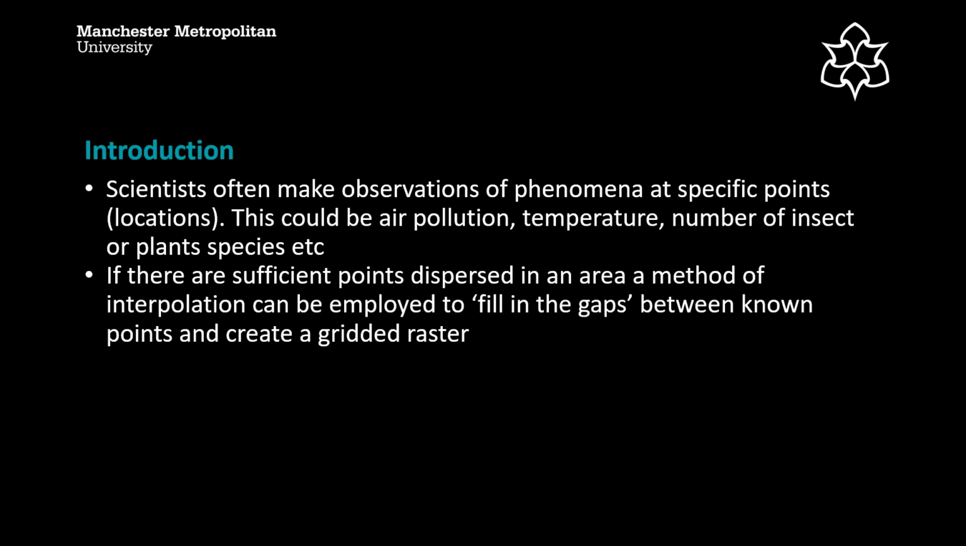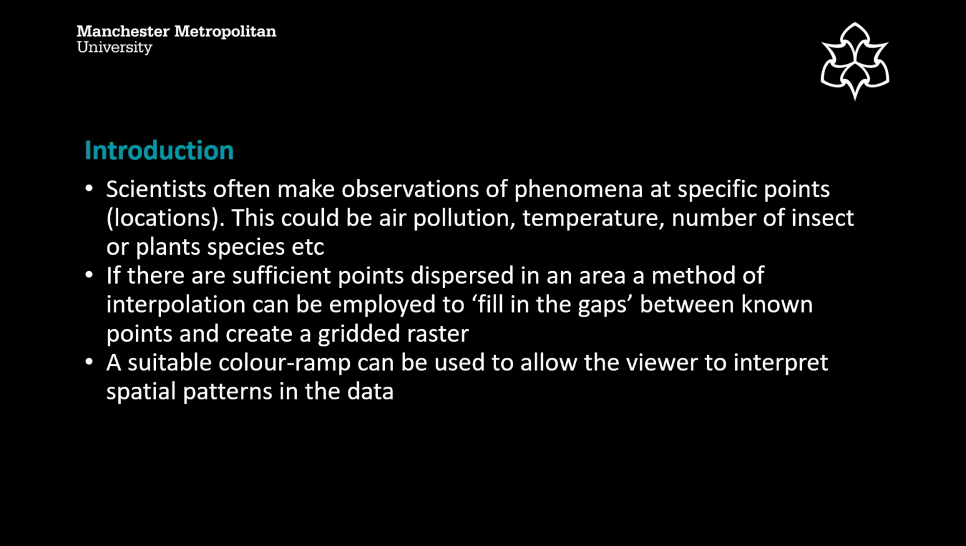Now, if you have sufficient points and they're reasonably well dispersed across an area, then you can use a method called interpolation to fill in the gaps between the known points that you have sampled, and then create a final gridded raster layer where the process will fill in the gaps. So a suitable color ramp can be used to allow the viewer who's looking at your map to interpret it, and more importantly interpret the underlying spatial patterns.